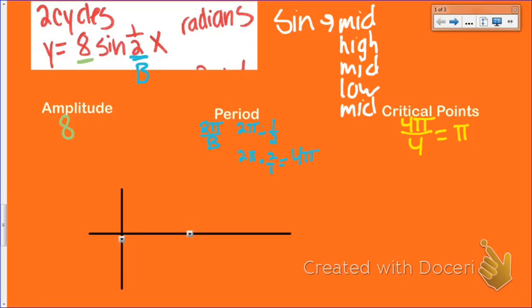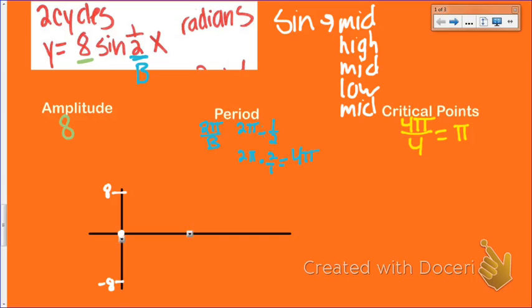That was the pattern of my sine graph. So what I'm going to do is mark my y-axis first. The amplitude is 8, so the highest my graph is going to go is 8. The lowest my graph is going to go is -8. And then the very first point I'm going to plot is going to be in the middle because it's a sine graph. I'm going to have a critical point every pi.